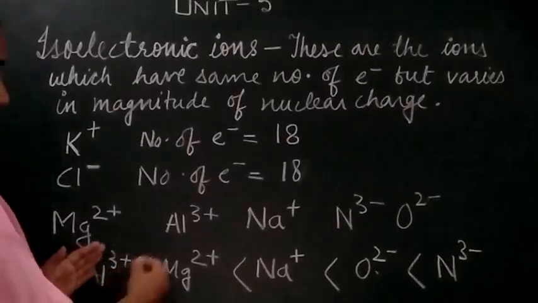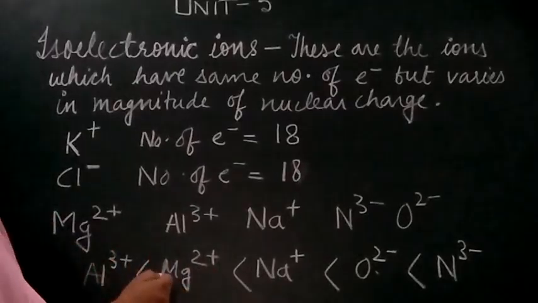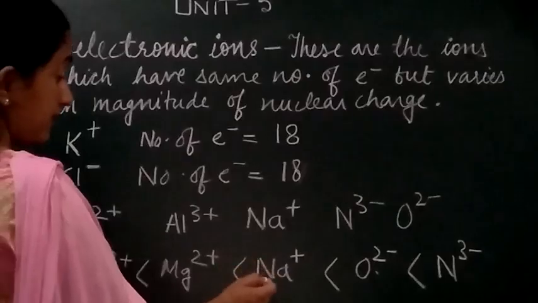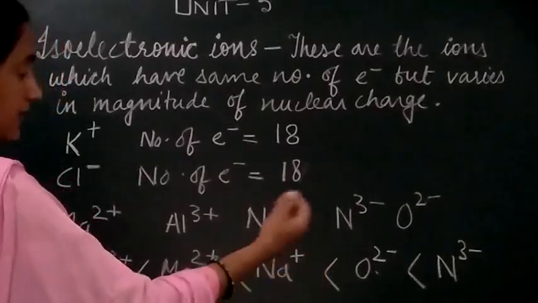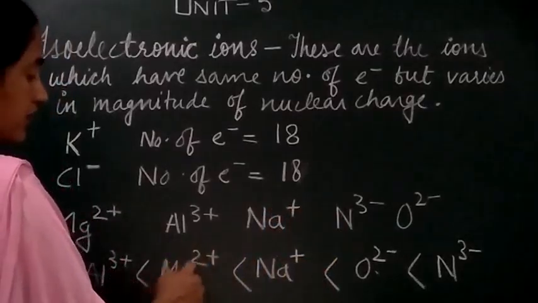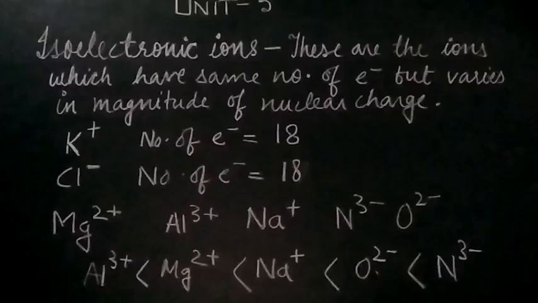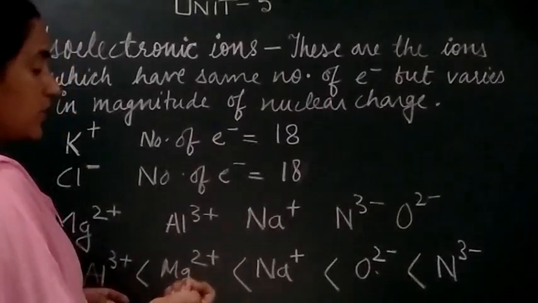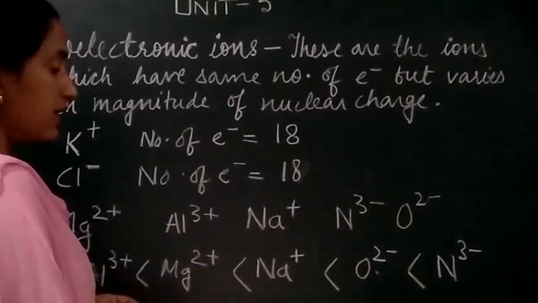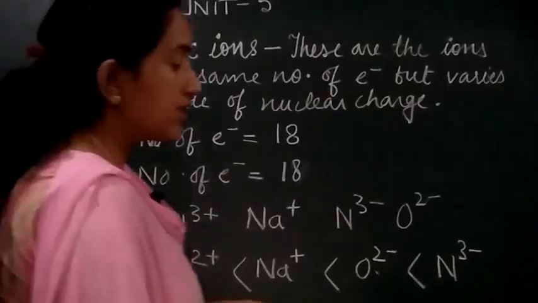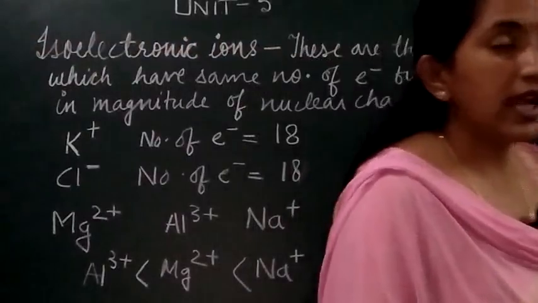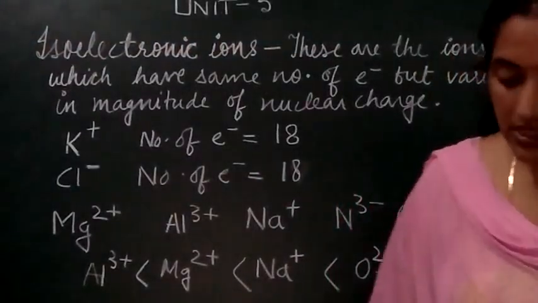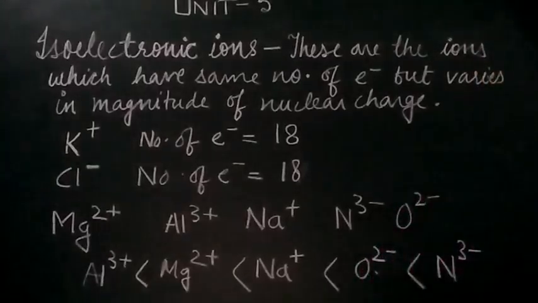So as we move ahead, coming to the magnesium ion, then the sodium ion, then the oxide ion and the nitride ion, the magnitude of the nuclear charge is decreasing. What is happening, students, here? Since the effective nuclear charge magnitude is decreasing, there is an increase in the size of these ions. The isoelectronic species are species which have the same number of electrons but differ in the magnitude of the nuclear charge.